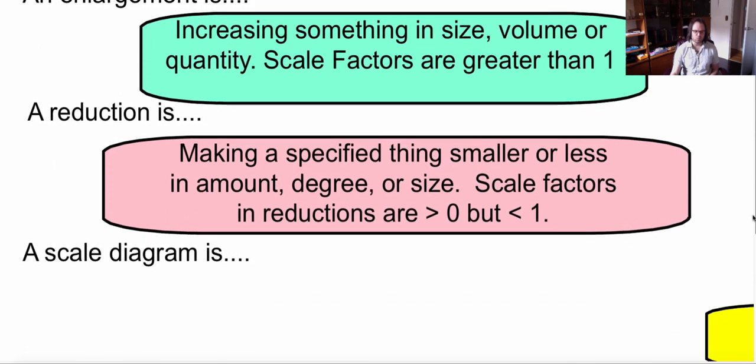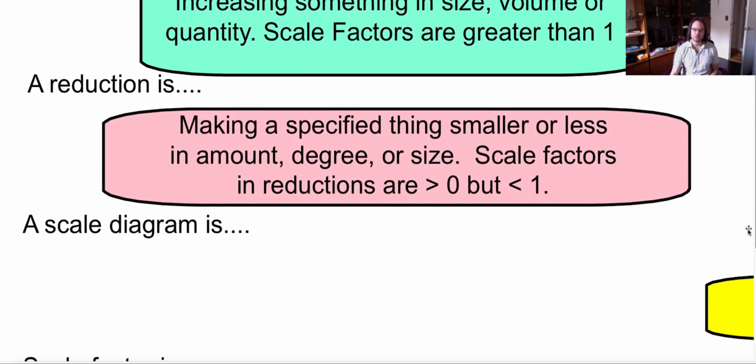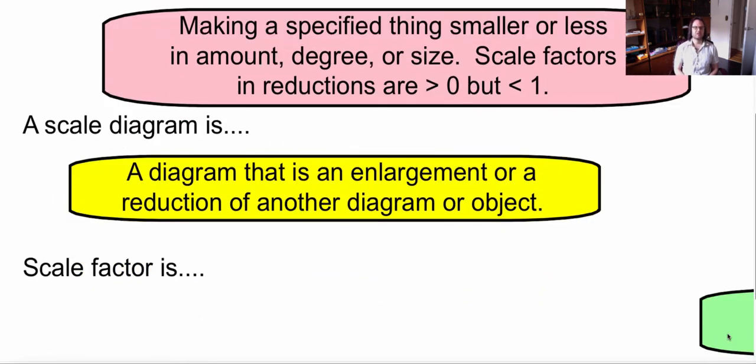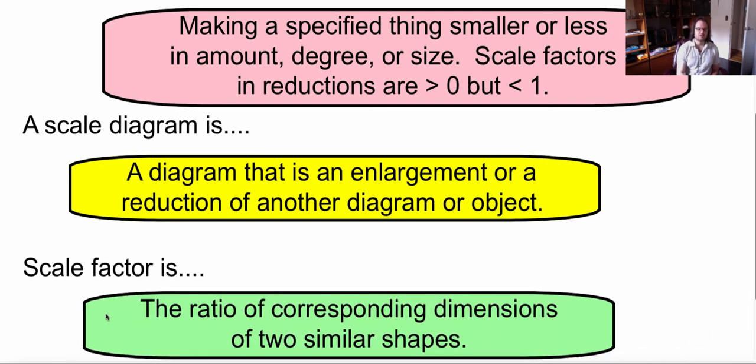Now we have to know what a scale diagram is. Well, a scale diagram is an enlargement or a reduction of another object or diagram. In my definitions for enlargement and reduction, you heard me talk about scale factor. Well, what is the scale factor? The scale factor is the ratio of corresponding dimensions of two similar shapes.